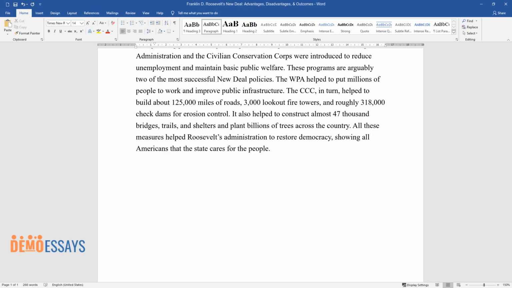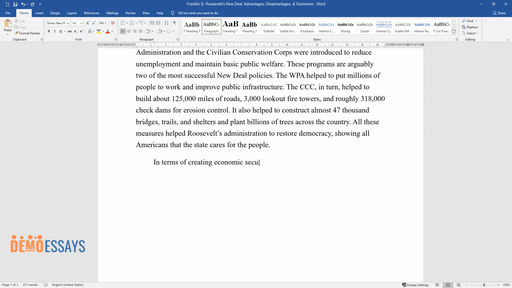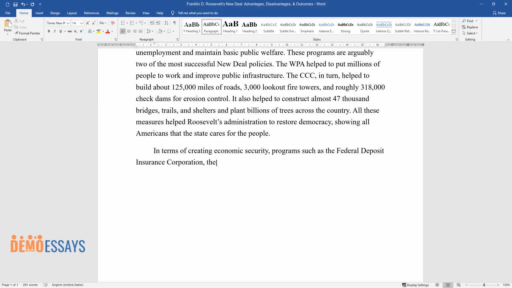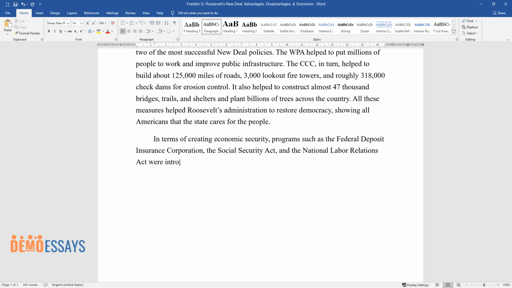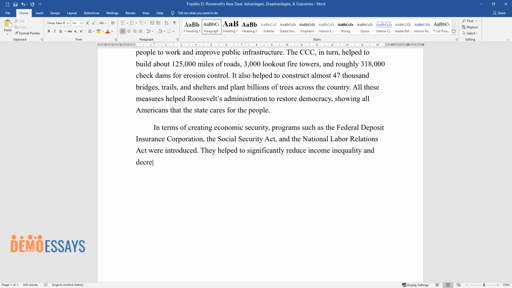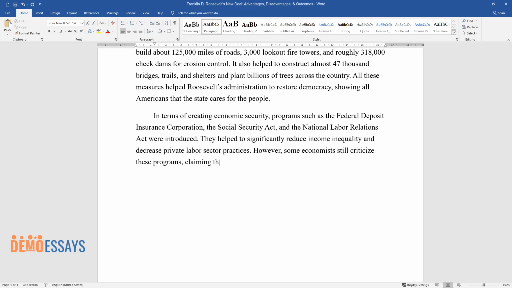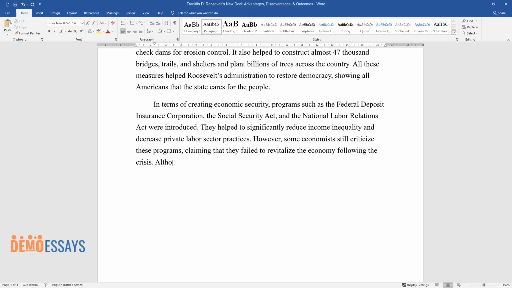In terms of creating economic security, programs such as the Federal Deposit Insurance Corporation, the Social Security Act, and the National Labor Relations Act were introduced. They helped to significantly reduce income inequality and decrease private labor sector practices. However, some economists still criticize these programs, claiming that they failed to revitalize the economy following the crisis.